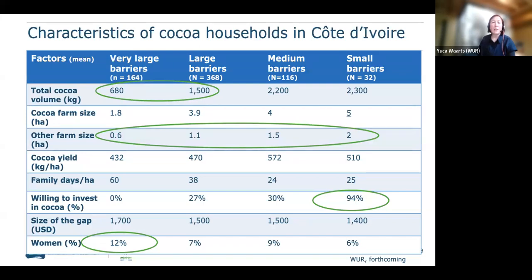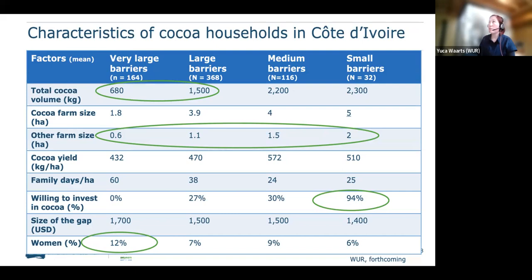And here you can see the huge differences between the groups. The group with small barriers is the relatively richest. They earn really much more than the group to the left with the very large barriers. A large proportion of women is included in the very large barriers group, and that's also a finding we often see in the data.